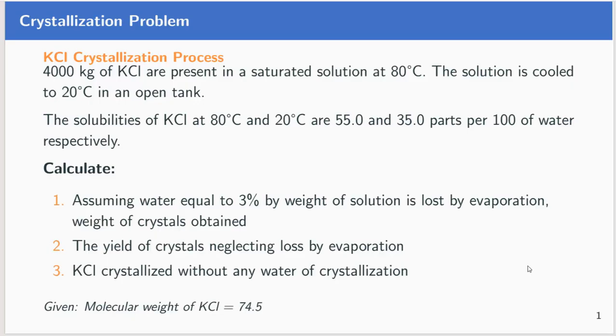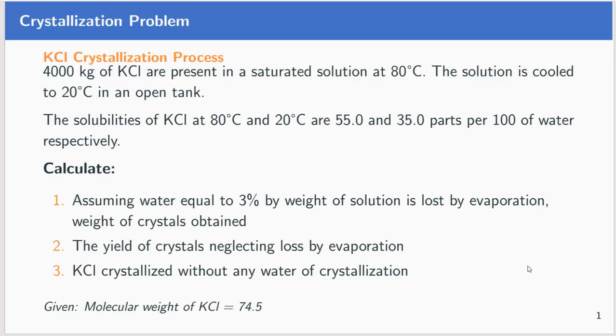Here is our problem. We have 4000 kg of KCl present in a saturated solution at 80 degrees Celsius. The solution is cooled to 20 degrees Celsius in an open tank. The solubilities are given as 55 parts KCl per 100 parts water at 80 degrees and 35 parts KCl per 100 parts water at 20 degrees.